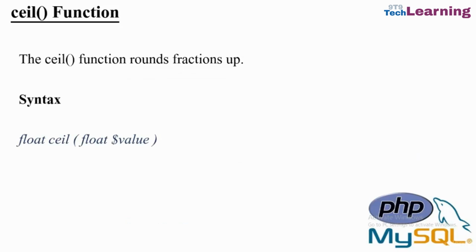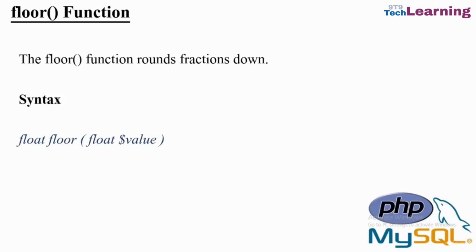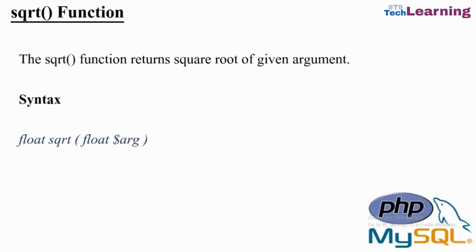Ceil function. This function rounds fractions up. That means it is used to find out the ceiling value of a number. Then we have the floor function. This function rounds fractions down. That means the floor value of a number. The sqrt function returns the square root of a given argument.